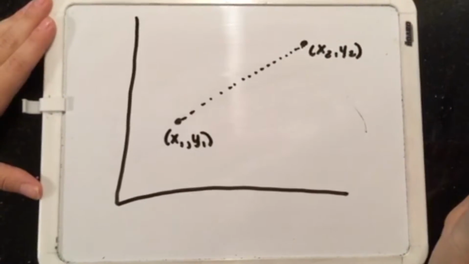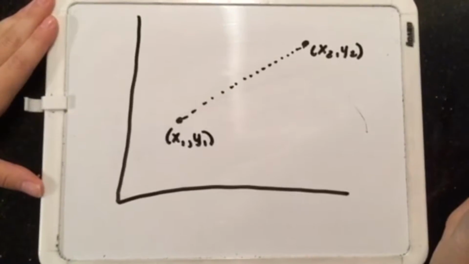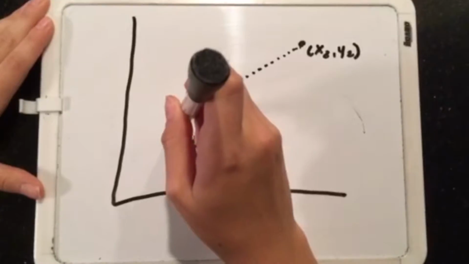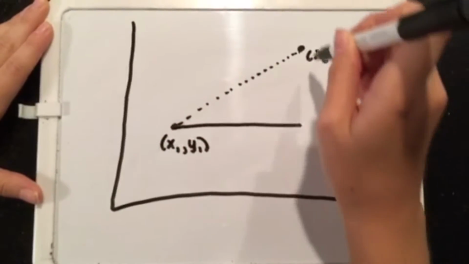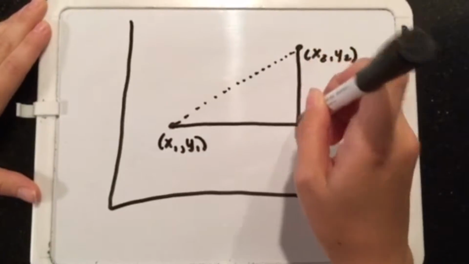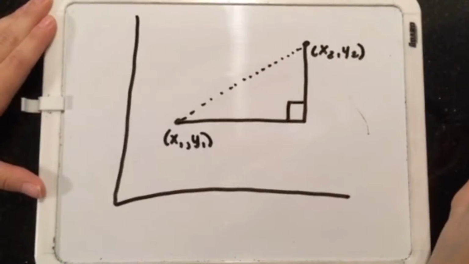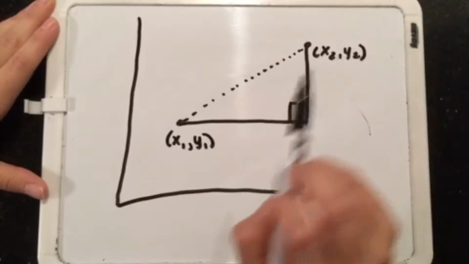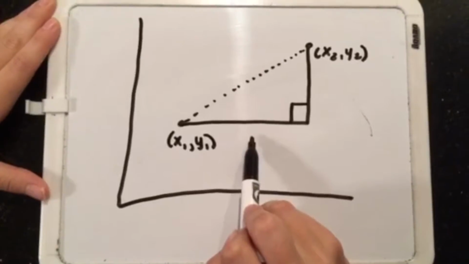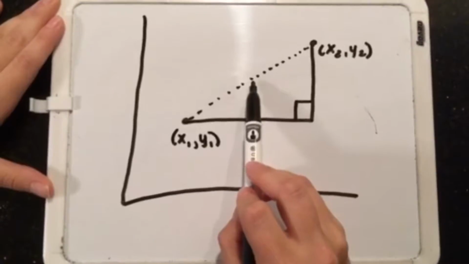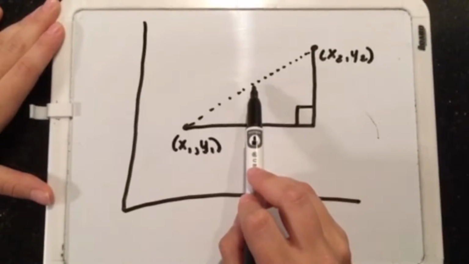We're going to utilize the Pythagorean theorem in order to calculate the distance between these 2 points. We're going to form a right triangle with the 2 points. We know that the Pythagorean theorem tells us that this side squared plus this side squared will give us the hypotenuse squared.